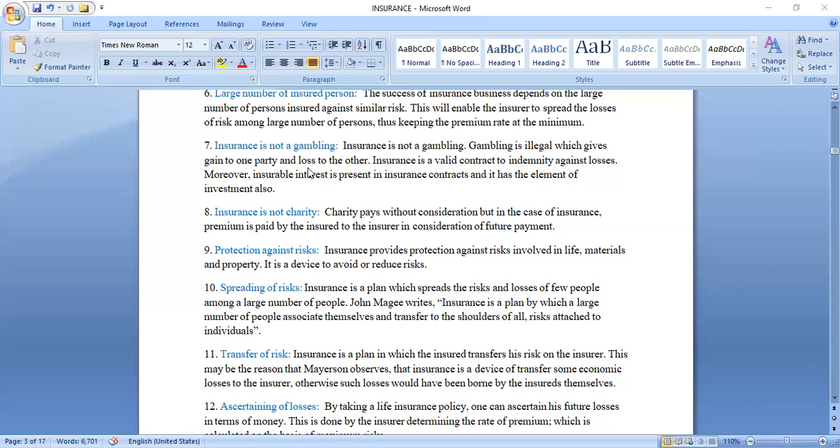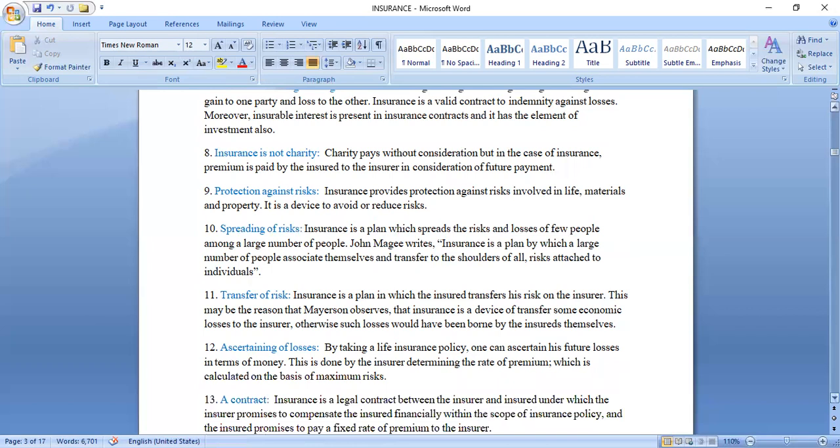Whereas insurance is legal in a way that it involves making a contract between the two parties, between the insurer and the person being insured, the person taking the insurance. So the mere fact that it involves entering into a contract between the two parties means that it is not gambling, as some of the people may think.